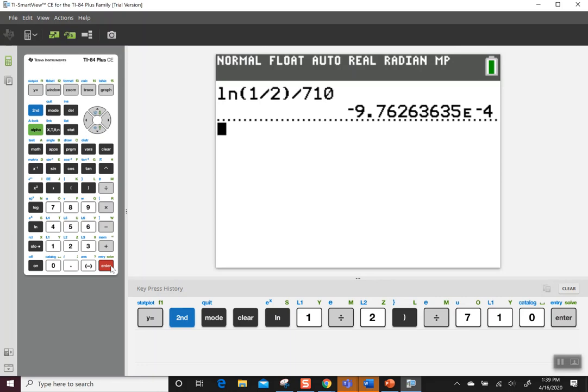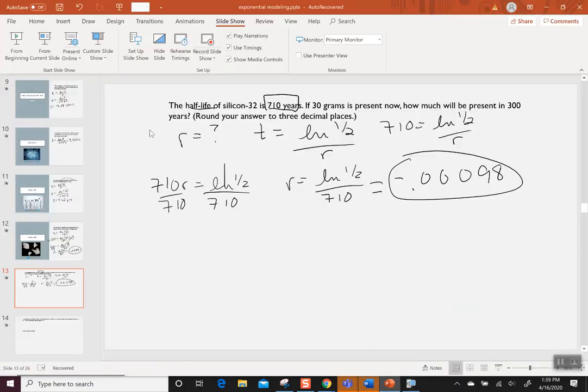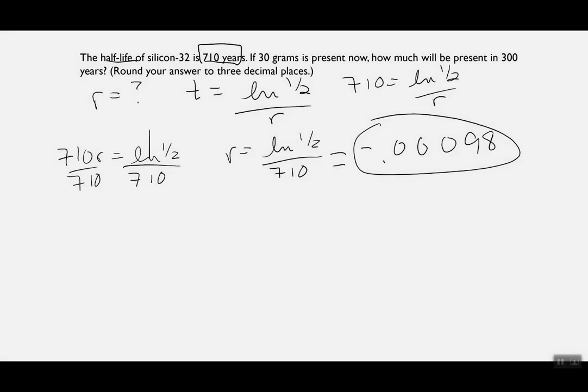I got a negative 9.76 e to the negative 4. The scientific notation says the fourth number to the right of the decimal place should be a 9, and then the 7, 6, whatever follows after it. I wanted you to see this notation and how it happens. We can go back to the regular screen and I'll write it out for you as well. So my calculator said negative 9.76 e to the negative 4.